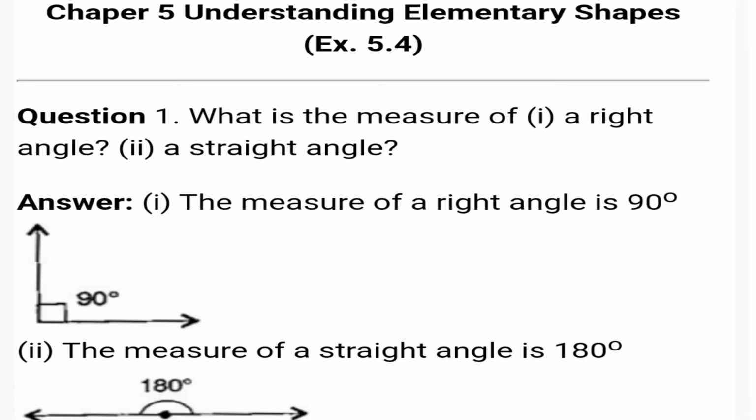Now let us start with the exercise, that is exercise 5.4. Question number 1. What is the measure of a right angle and a straight angle? Well, let us answer them one by one. Number 1, right angle. We just learned about the right angled triangle. Thus, for a right angle, we can say that the measure of right angle is 90 degree. Here, the figure shows a right angle displaying 90 degree.